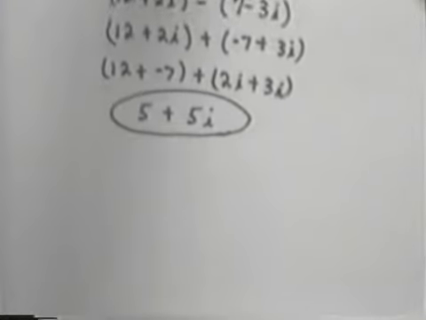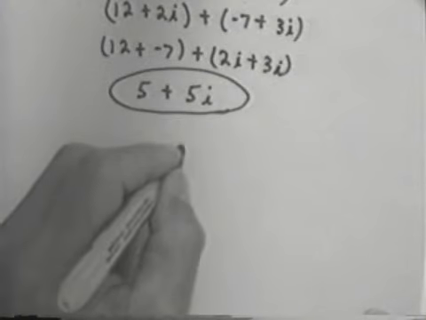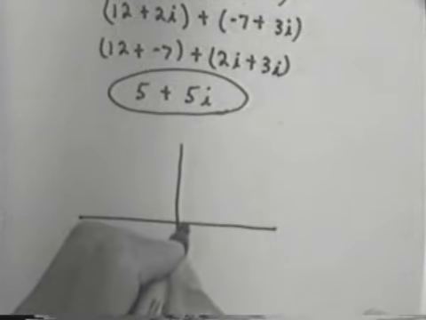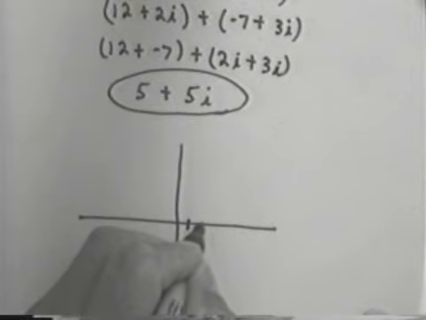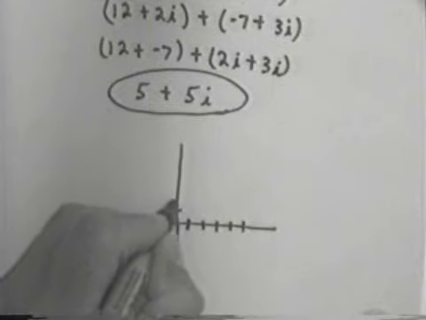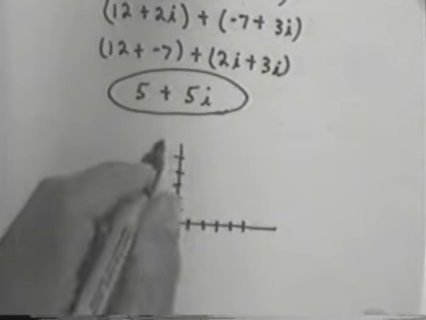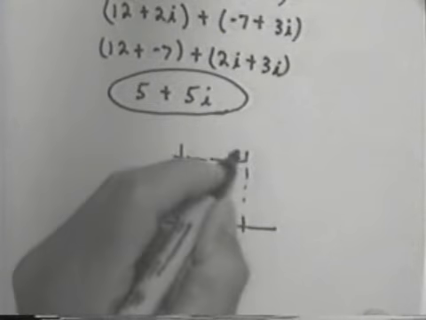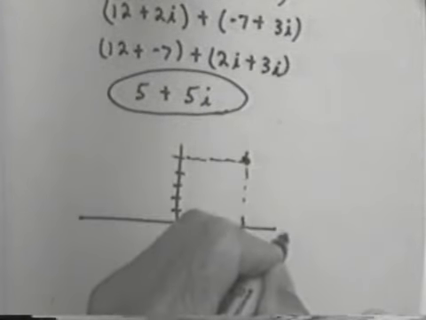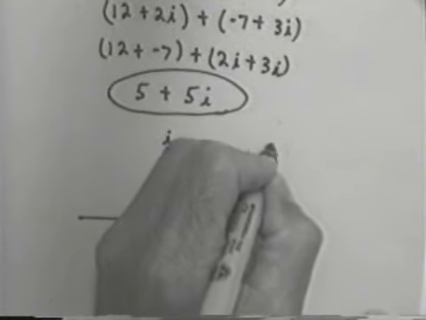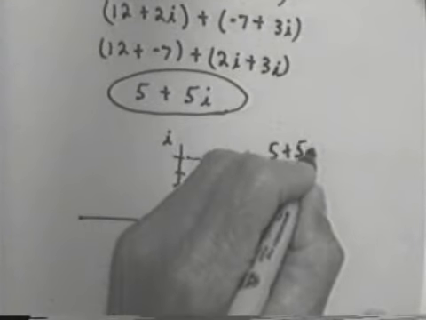Now that answer does have an application. One could place it on the number plane if they wanted to. The real part is 5. The imaginary part is 5. So here on the complex plane is the complex number 5 plus 5i.